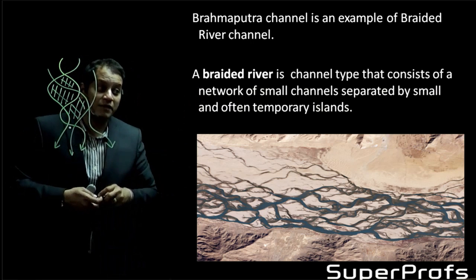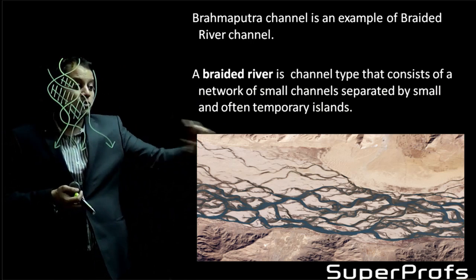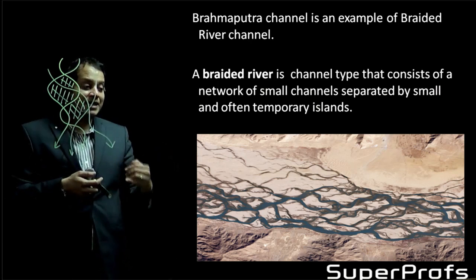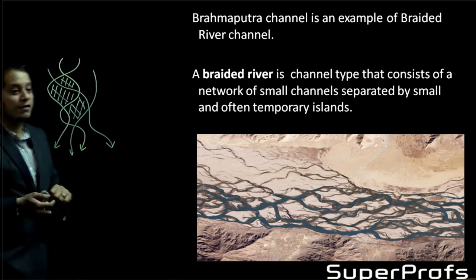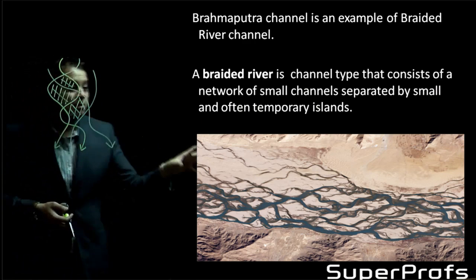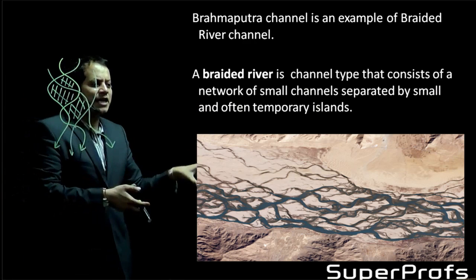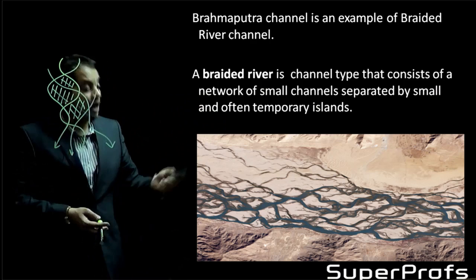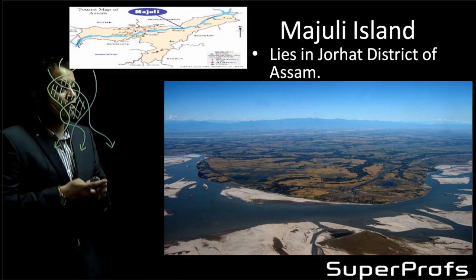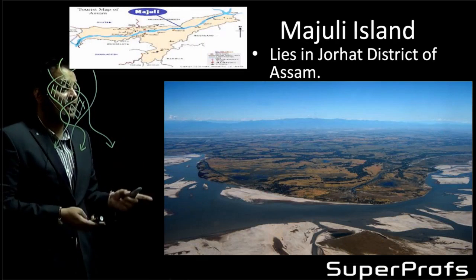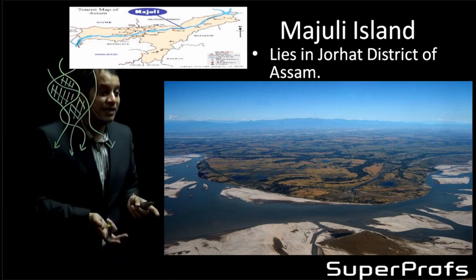And Brahmaputra river is an example of a braided river, and you can see in the diagram how the river Brahmaputra does not have a constant channel. It is going in different directions, and in between there is land, in the braided river channel in this diagram which I have drawn, also in the map which I have shown. So the Brahmaputra river consists of such a braided channel, which will consist of numerous islands, out of which the Majuli Island, which lies in the Jorhat district of Assam, is the largest riverine island in India and one of the largest riverine islands in the world.